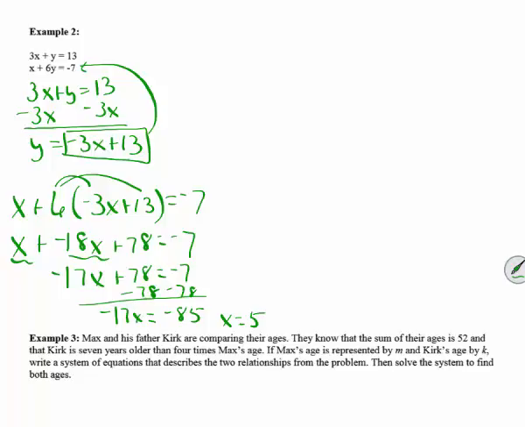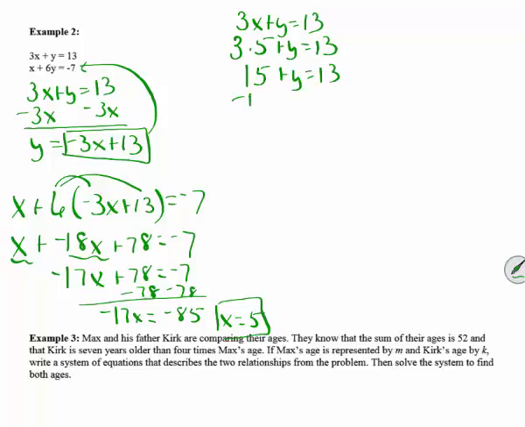I usually take the first one just because it's written first. So 3x plus y equals 13. I now know that x is 5. So 3 times 5 plus y equals 13. 15 plus y. Subtract 15, so y is negative 2. So that means my point would have been 5, negative 2. This then has to get checked.